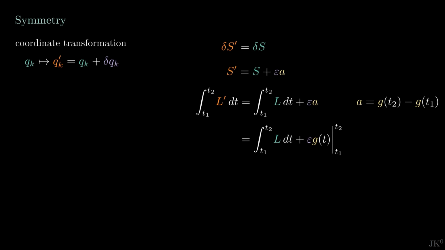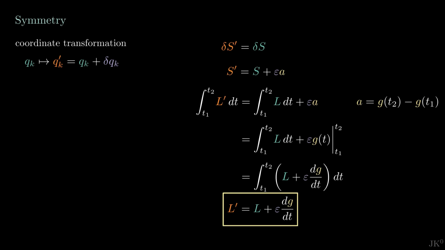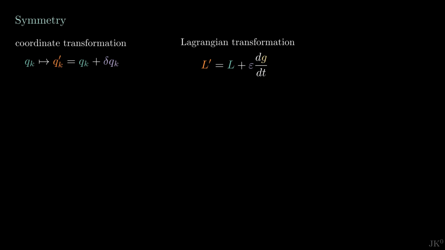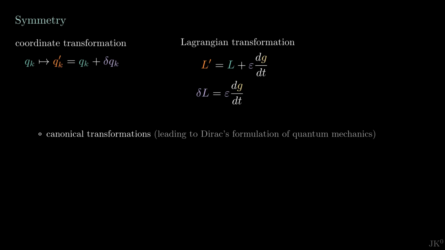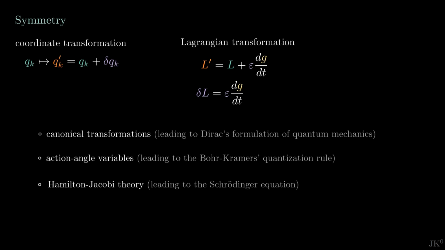Now, using the fundamental theorem of calculus, we can take the function g inside the integral as a total time derivative, and comparing the integrands on each side, we get our result. Symmetry corresponds to a transformation in which the new and old Lagrangians differ at most by a total time derivative. This is a very important result, and it is the starting point of other fundamental and advanced topics like canonical transformations, action angle variables, and Hamilton-Jacobi theory.